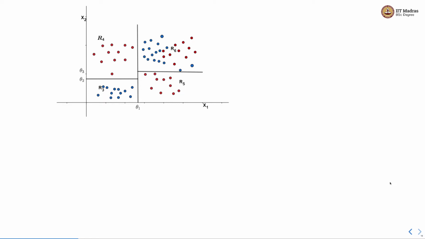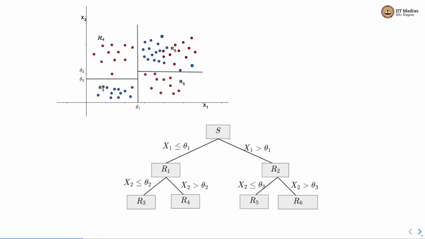If we decide to further partition x2 inside R2, we have the following situation. Now we have a value θ3 of x2, and in the region R2 we check if x2 is less than or equal to θ3, we classify the point in the region R5, and if x2 is greater than θ3, we classify the point in the region R6.